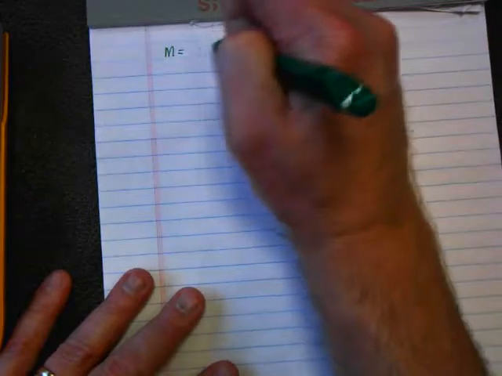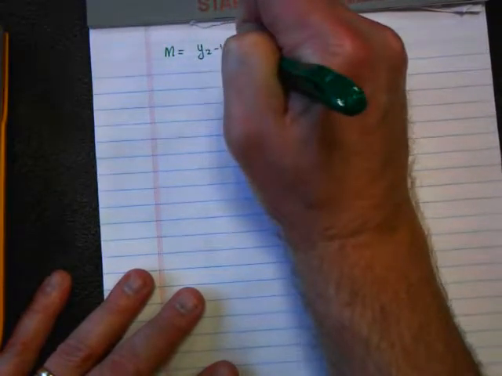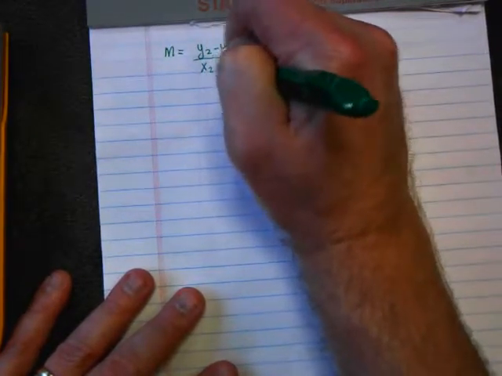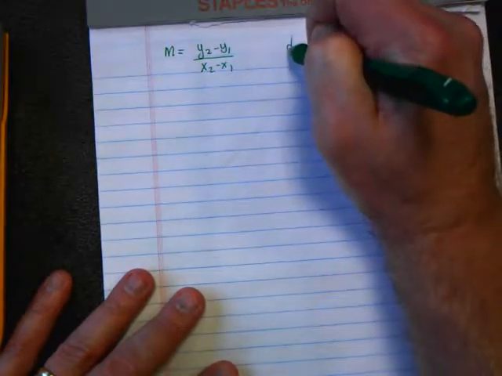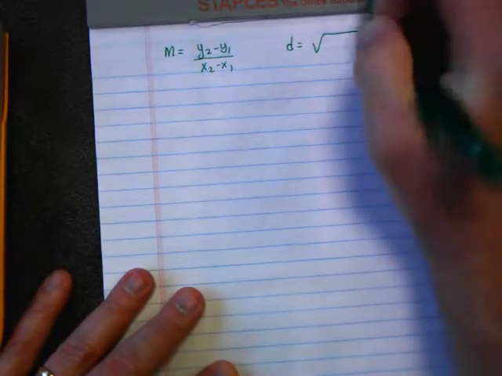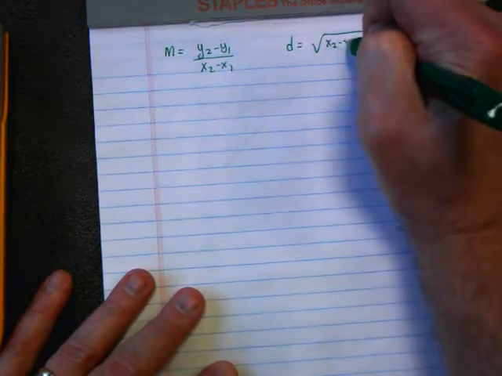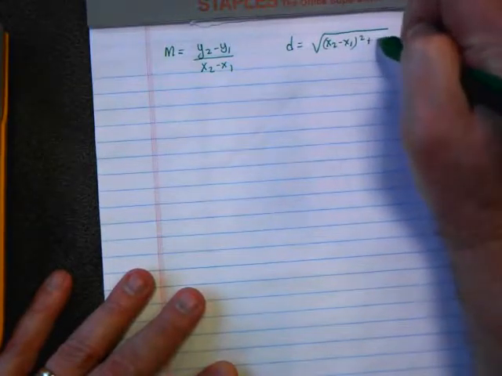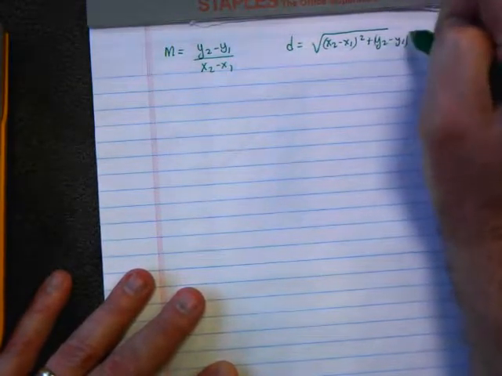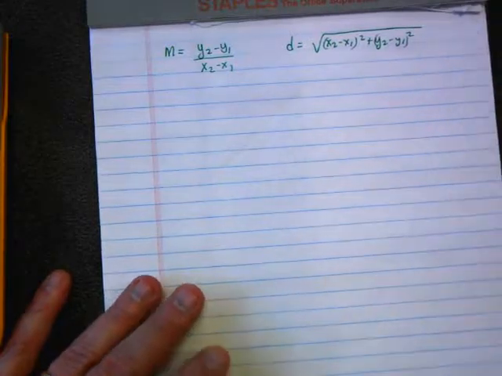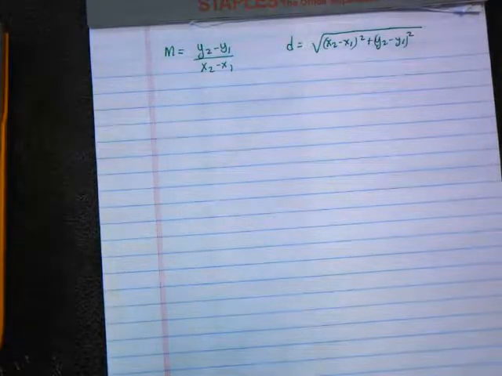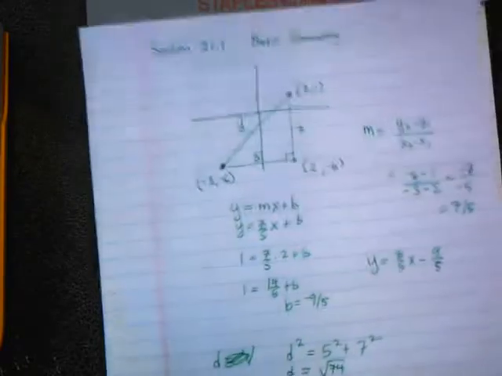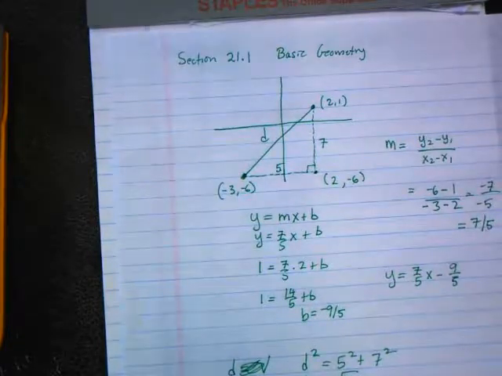Yeah. Okay, so far we have two formulas. m is y2 minus y1 over x2 minus x1. And we have distance is square root of x2 minus x1 squared plus y2 minus y1 squared. All right, we're going to have a couple more formulas here in this section. Well, yeah, two's not enough.